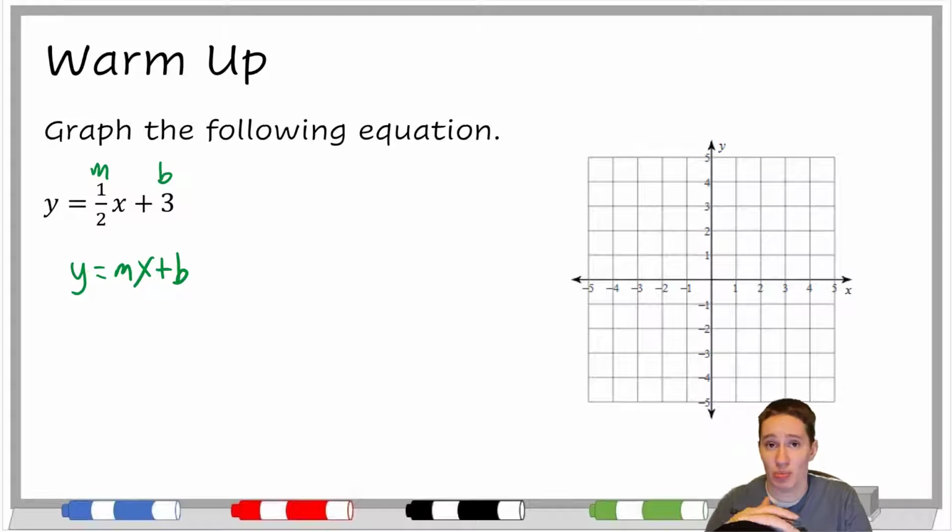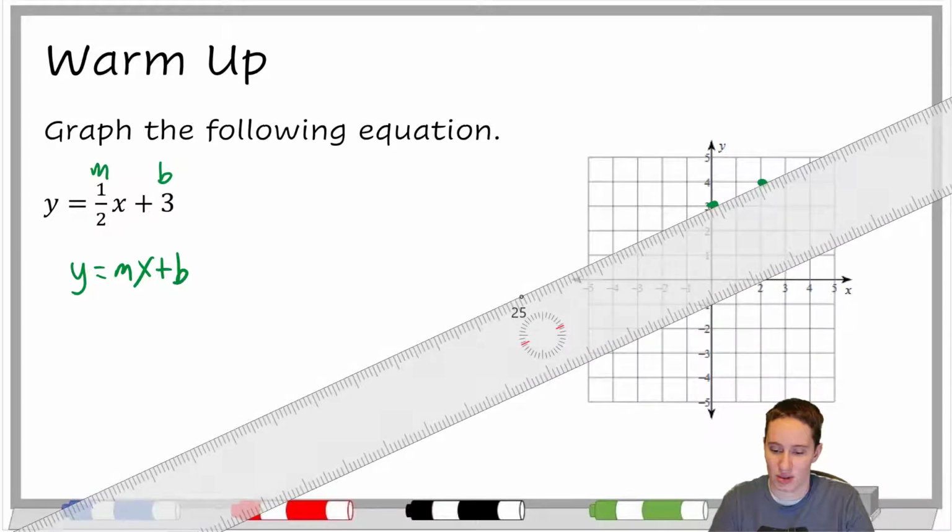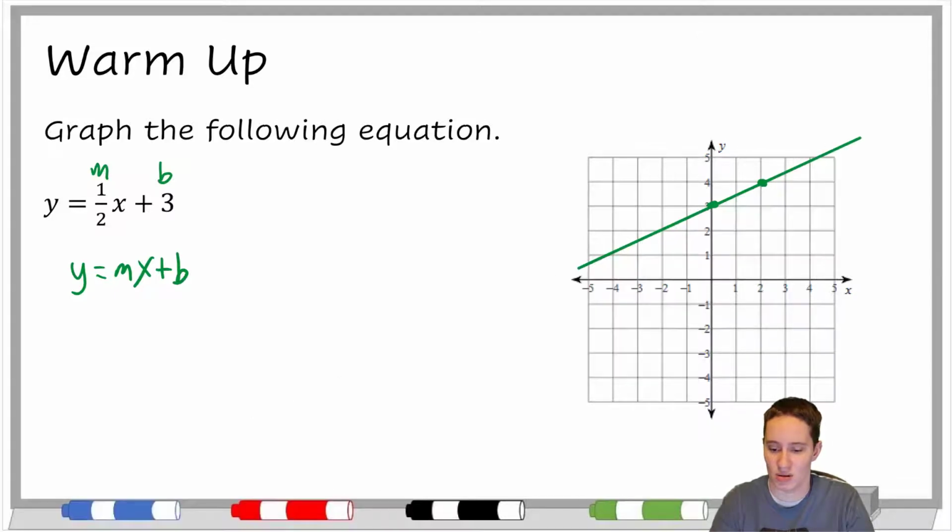We begin with b, so we put a dot at 3 on the y-axis, and then we're going to use our slope, which is 1/2, to do the rise over the run. So those are both positive because it's a positive 1/2, or they could both be negative since it's a positive 1/2. So we're going to rise 1 and run 2 to the right. And then we're going to draw this line. How convenient that my ruler is already at this nice angle. So here is our line.